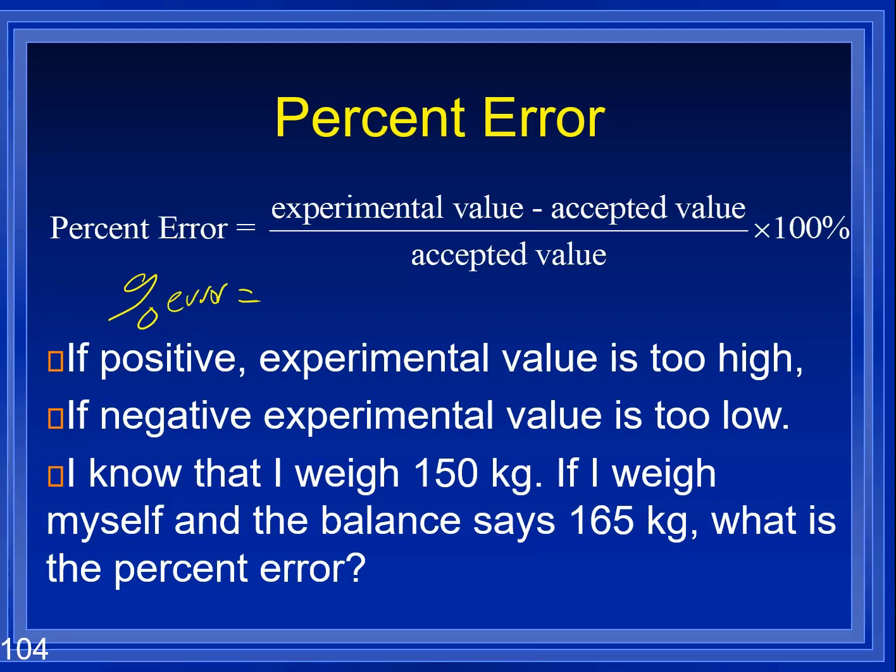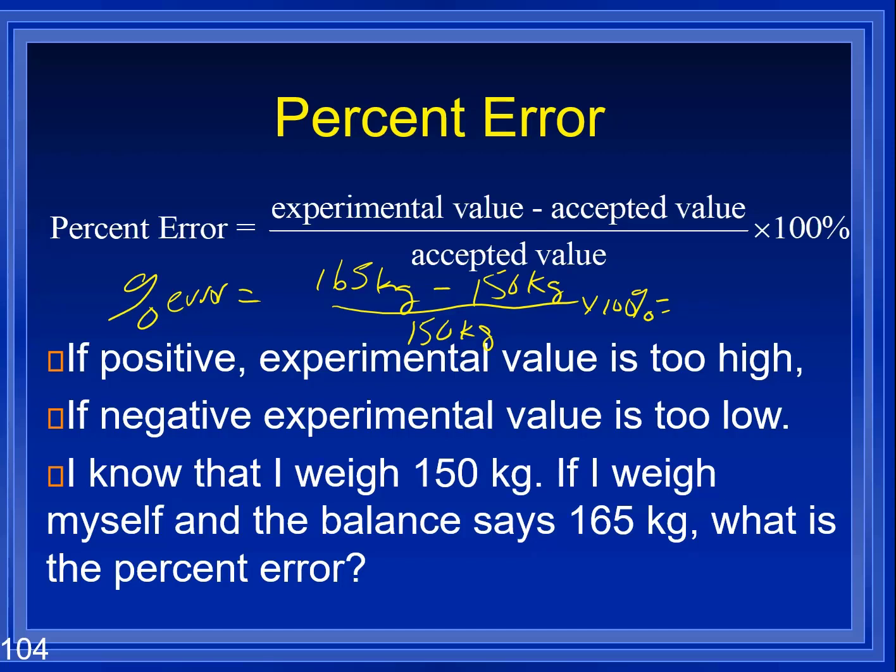experimental value. Which one of those is the experimental value? I weigh myself on the balance. That's the experiment, 165 kilograms. Minus the accepted value, 150 kilograms, divided by the accepted value, 150 kilograms, times 100%, equals. Okay.